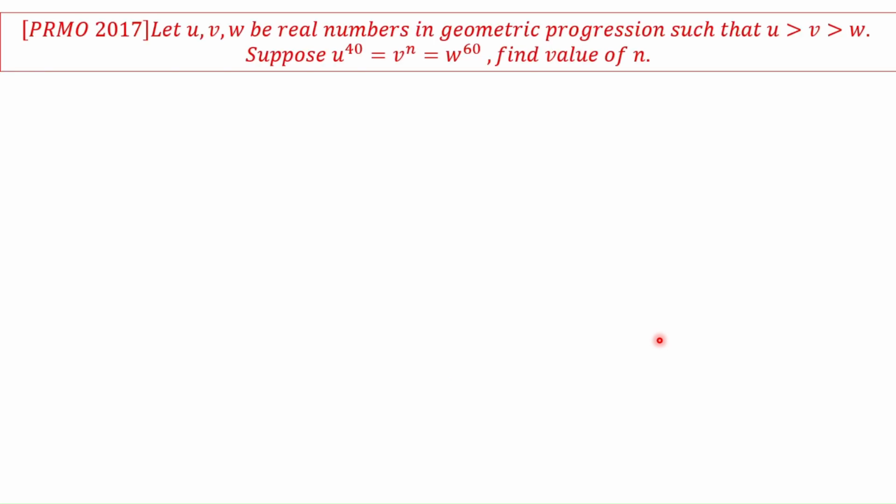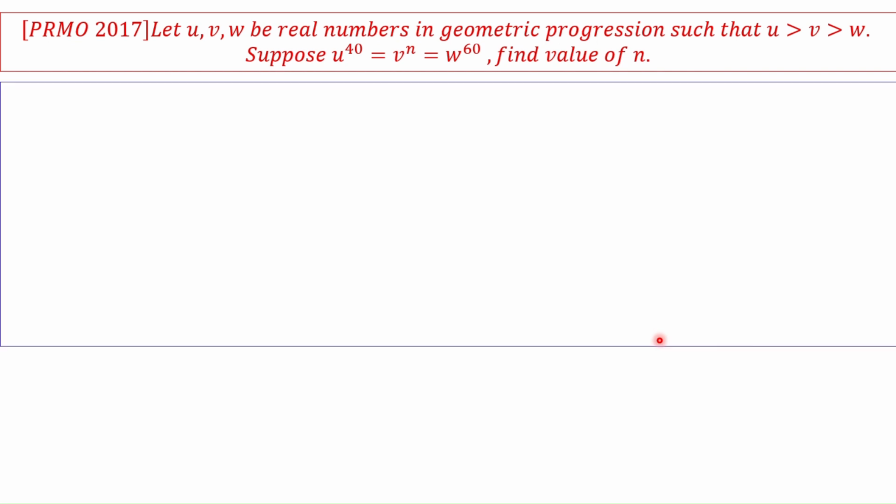Okay, this is a PRMO question. It came in 2017. Let U, V, W be real numbers in geometric progression such that U is greater than V is greater than W in the order. Suppose U to the power of 40 equals V to the power of n equals W to the power of 60, then what is the value of n? Okay, so this is interesting.